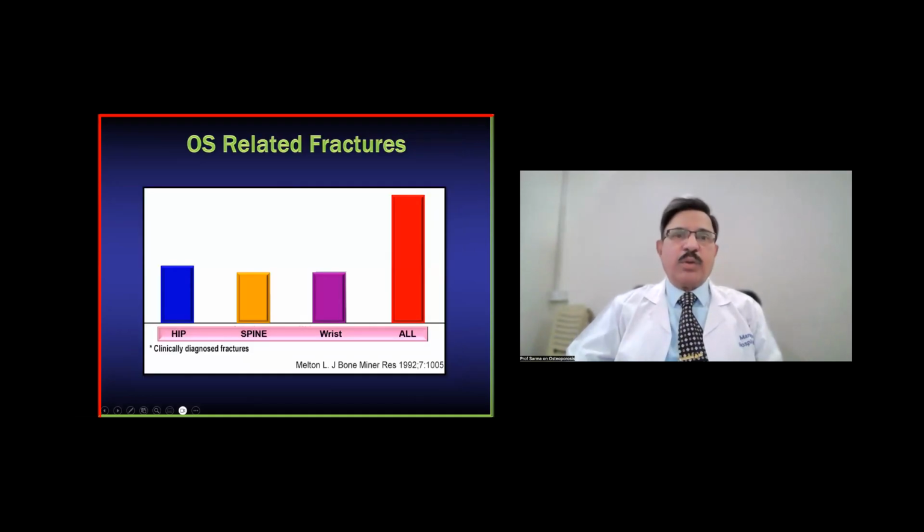Vertebral deformities are so common. Osteoporosis-related fractures: hip fractures, spine fractures, wrist fractures. Commonest is hip, next spine, next wrist. All together that much are clinically diagnosed fractures. There will be so many clinically undiagnosed fractures.